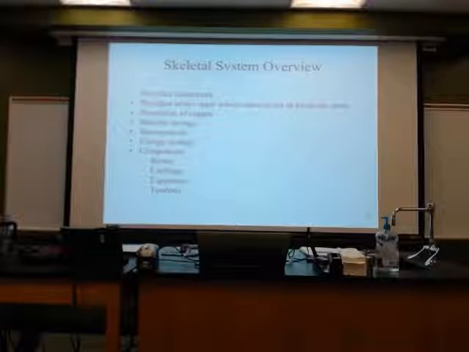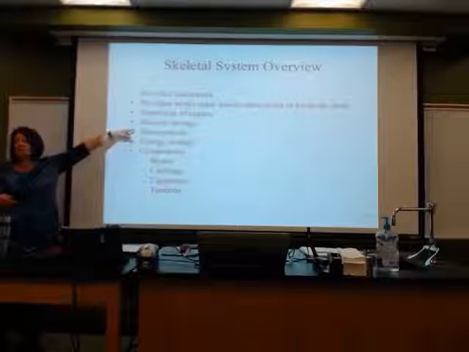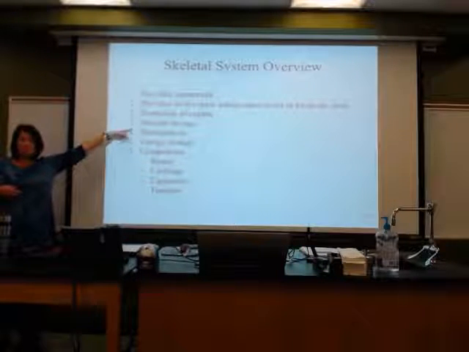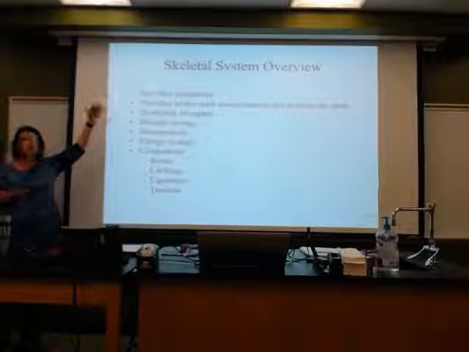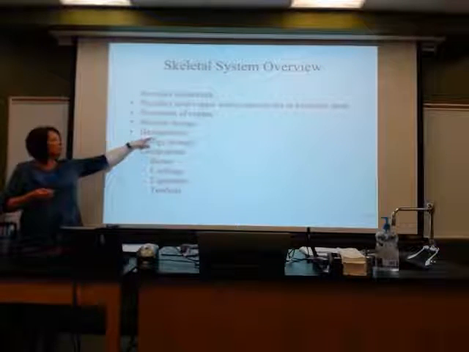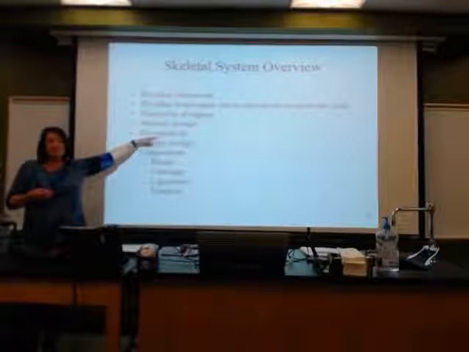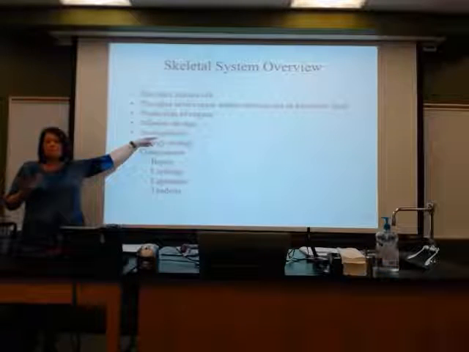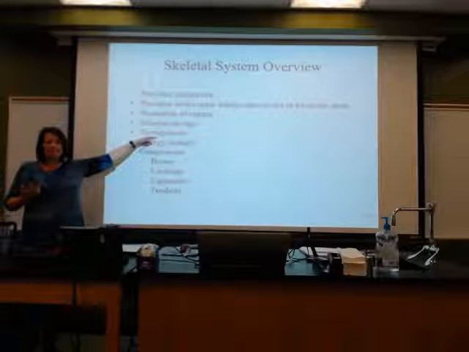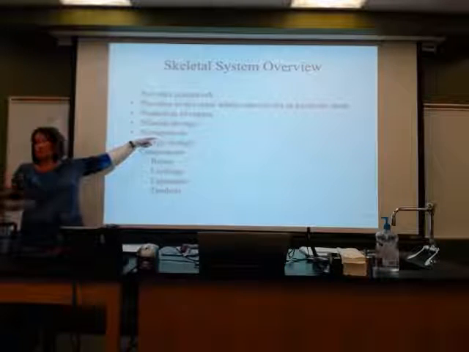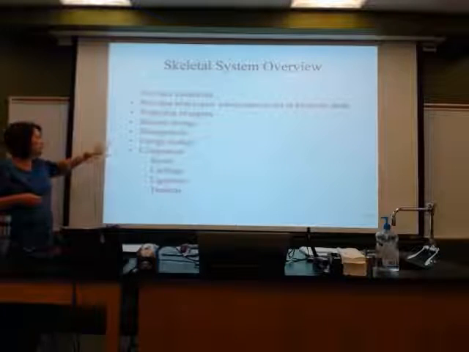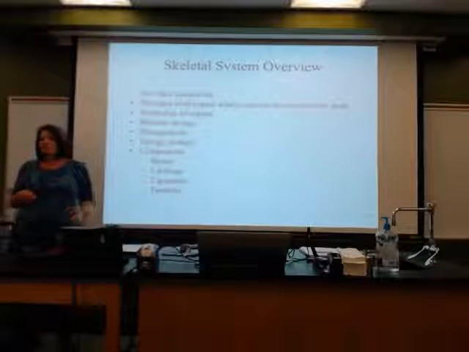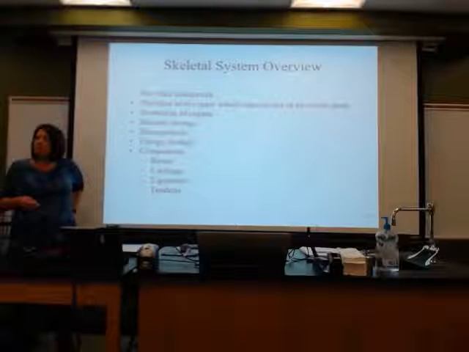We get protection of our organs, definitely this mineral storage, the calcium and the phosphate that we've definitely talked a lot about. The hemopoiesis. Do you remember what the term heme refers to? Blood. So in that spongy bone is where we'll get the blood cell production. Energy storage. Wait a minute, did I really mention that one?